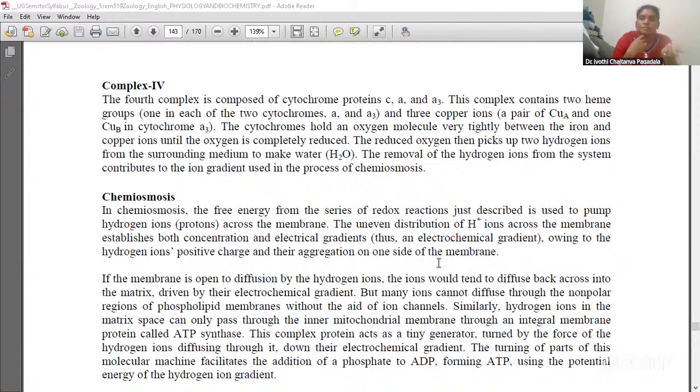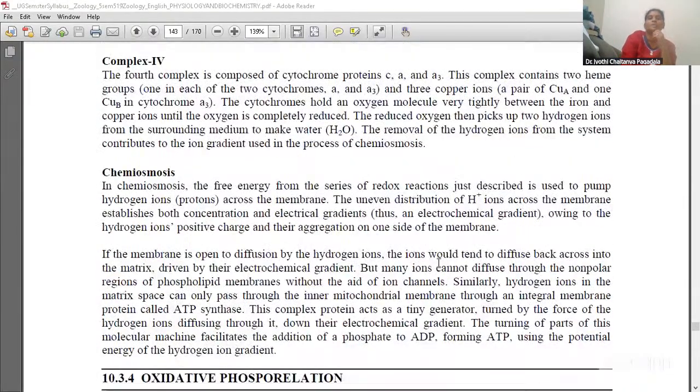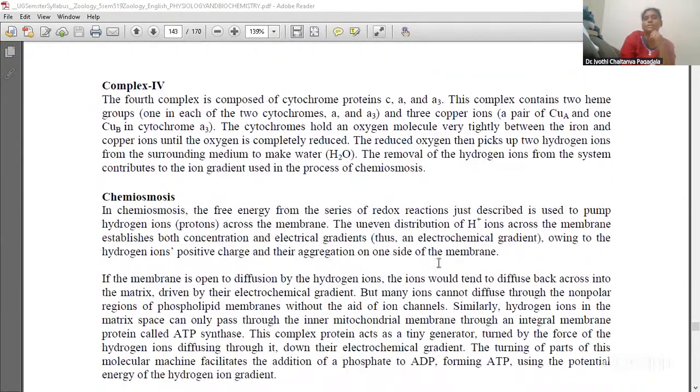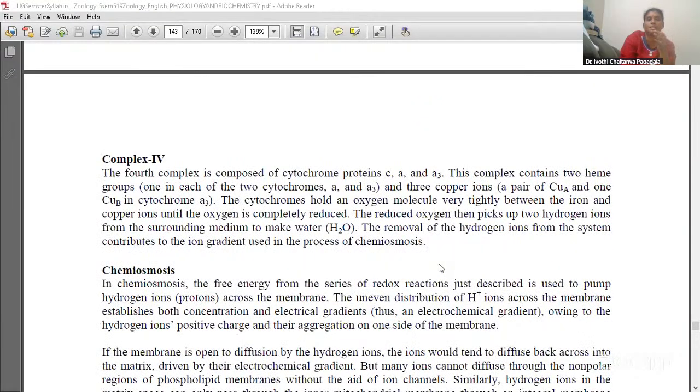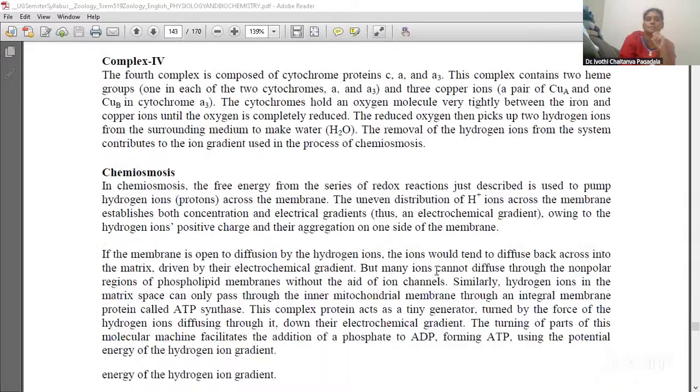The molecular mechanism is that a phosphate molecule is added to ADP, so the formation of ATP takes place, using the potential energy of the hydrogen ion gradient. This is all about chemoosmosis. And we also discussed the pumping of hydrogen ions.